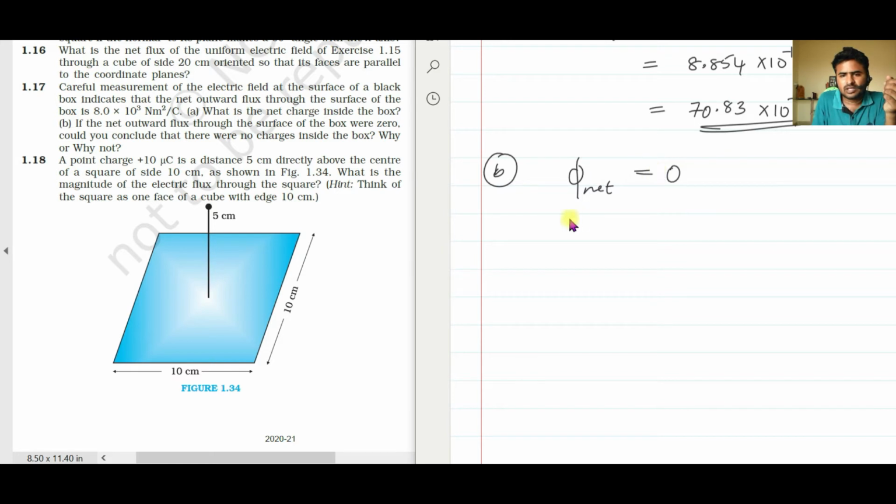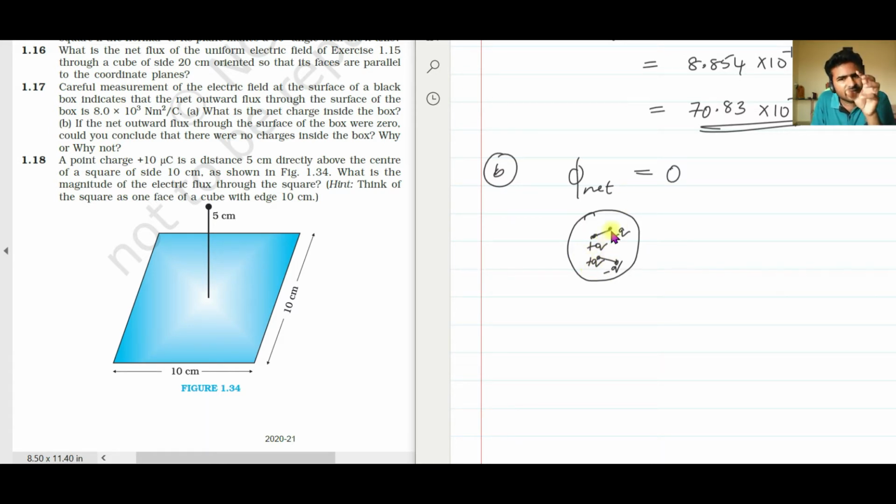For example, I can take a closed surface and put a dipole in it. Okay, plus q here, minus q here. It is a closed surface. Flux through this will be zero. Why? Because net charge is zero.